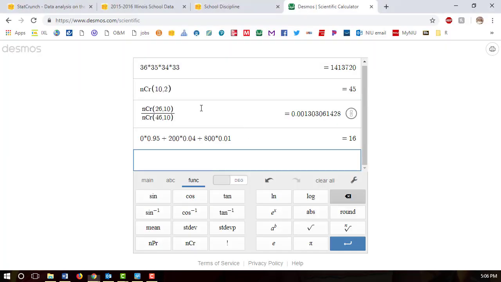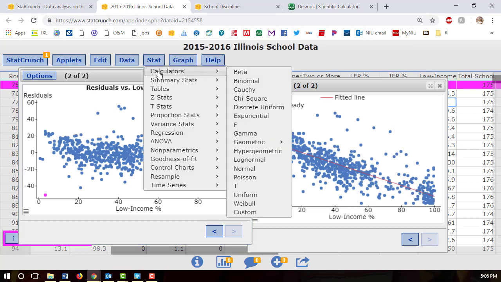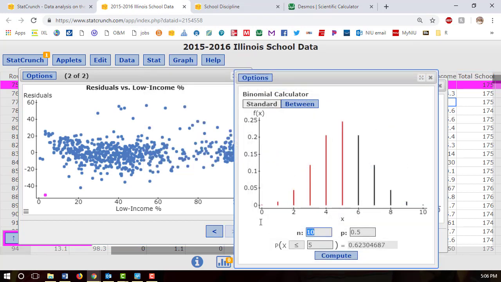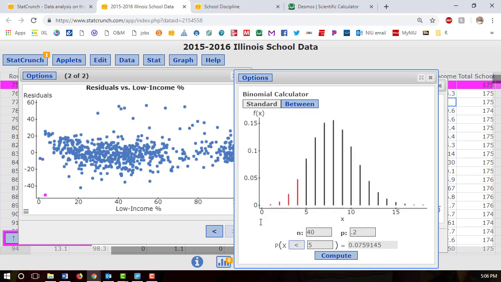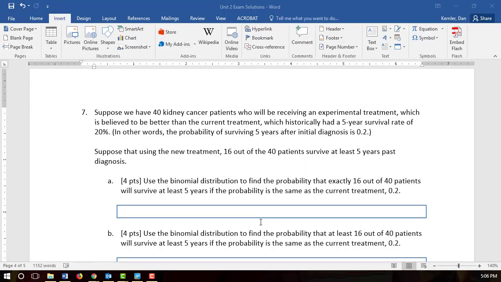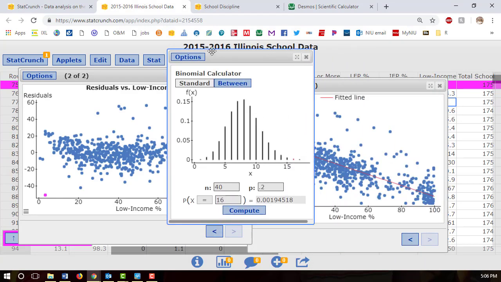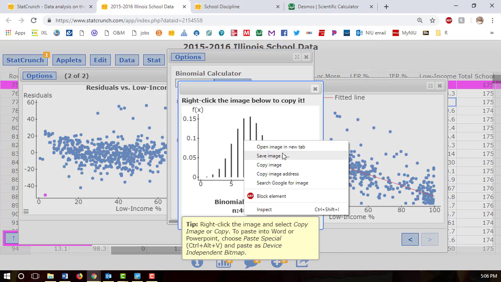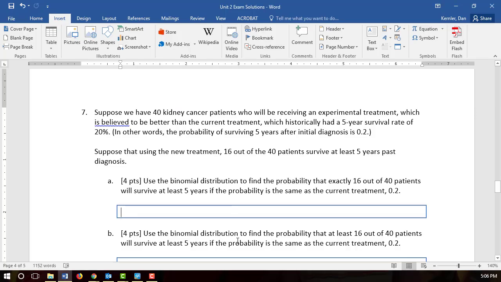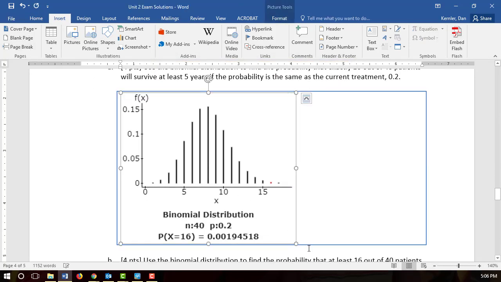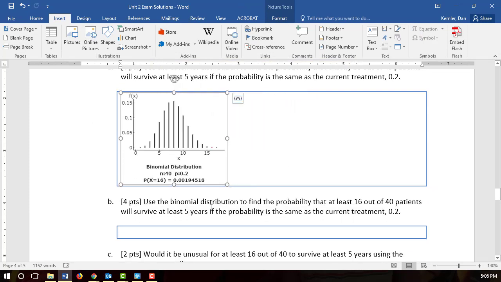I'll just open this one up, stat calculator's binomial. We have 40. Probability of success is 0.2. We want to find the probability of being exactly 16. 0.0019. Maybe we can, let's do this image in here. There we go. The probability of at least 16 out of 40.